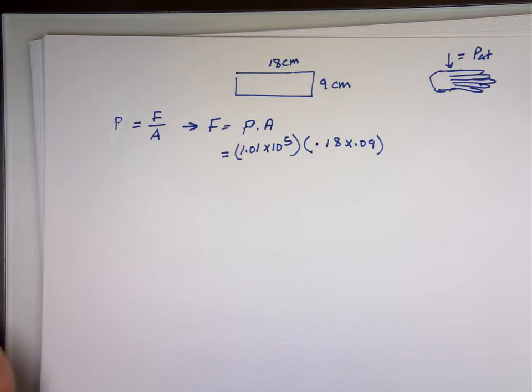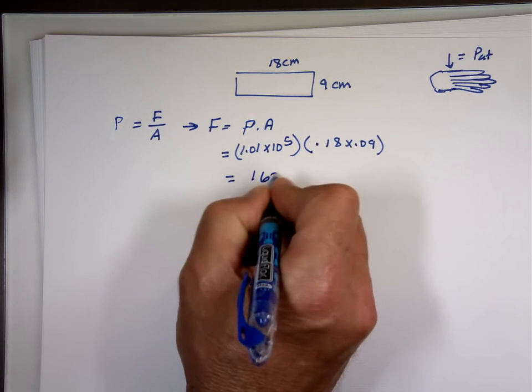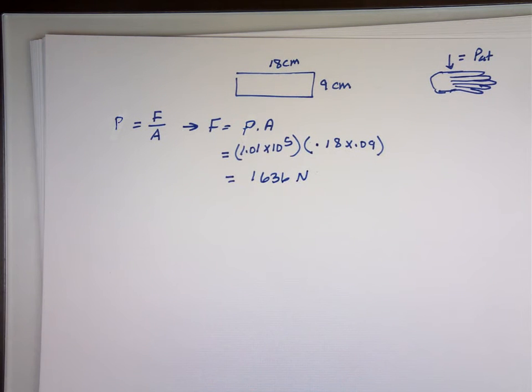1.01 e to the fifth times 0.18 times 0.09. 1636 Newton.